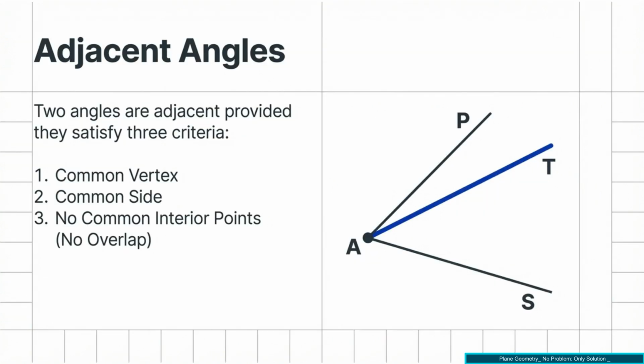Adjacent angles satisfy three criteria: a common vertex, a common side, and no common interior points or overlap. They are side-by-side angles.